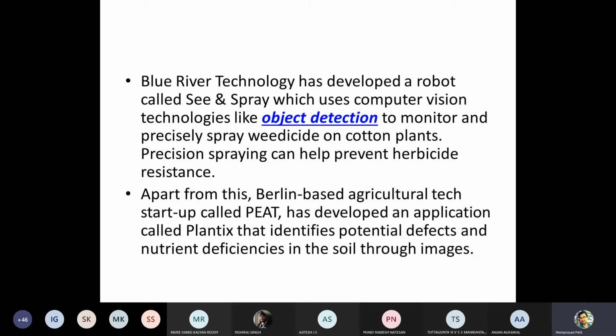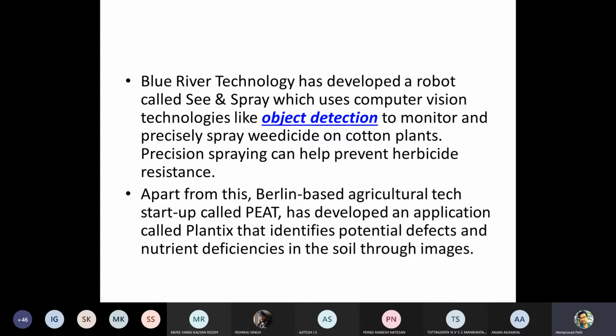Now, what happens? The farmers purchase the pesticide or weedicide, and they spray it over all the plants. Okay, so there is wastage of money, wastage of weedicide, wastage of time. So these smart devices will identify the areas which are affected, and only in those areas the pesticide or weedicide can be sprayed.